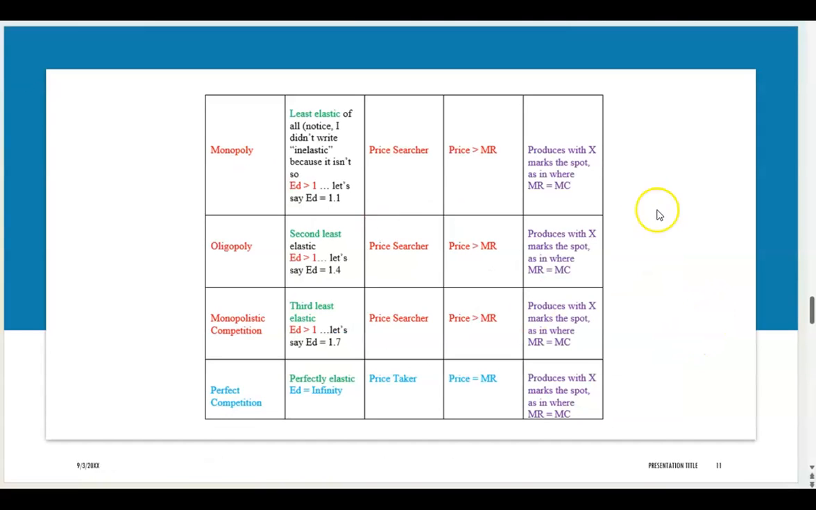We go back to this one. See, they all have that X marks the spot. There are 3 price searchers. They are monopoly, oligopoly, monopolistic competition. They're all in the elastic range. Monopoly has a combo, but it's more than 80% elastic typically. The only exception down here is perfect competition. It's perfectly elastic. It's a price taker, and the price equals marginal revenue. So that should really help you do the compare and contrast very simply.